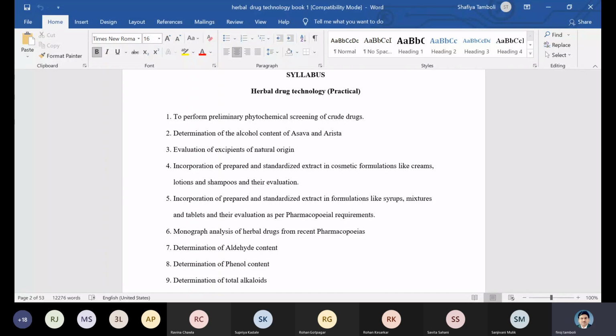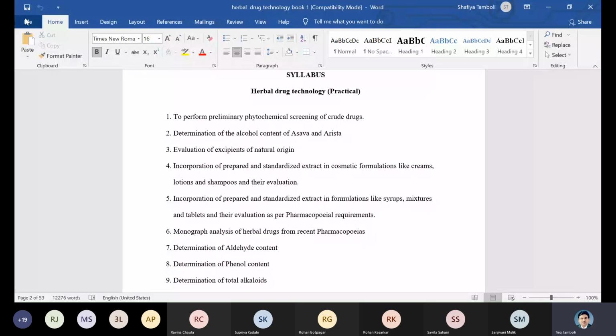our plant material. When you perform this type of experiment, suppose I supply you a powder and say that you go for the extraction purpose. You find out whether your powder or your drug contains alkaloids or not. For that purpose, you go for the phytochemical screening. And phytochemical screening starts from the collection of raw material.